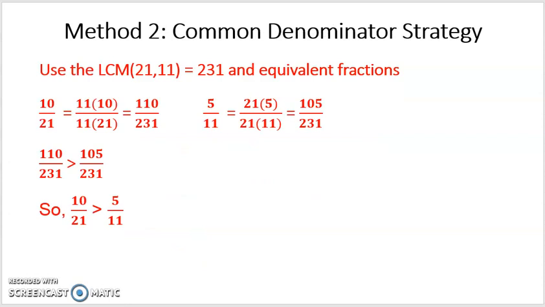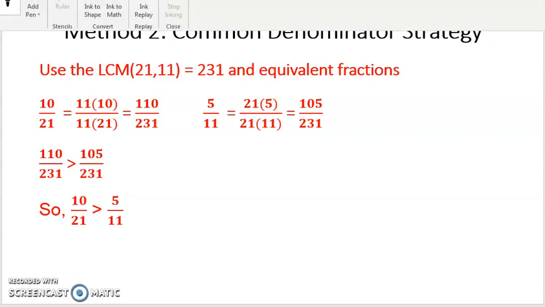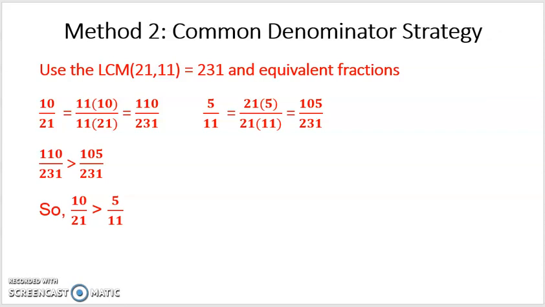Strategy number two is doing more or less what we did when we examined the density property. It's called the common denominator strategy. Let's write these two fractions, 10/21 and 5/11, over common denominators. It doesn't need to be the least common denominator, although that's nice if you do that, but just a common denominator. Now, the least common denominator is the least common multiple of the denominators, 231. We've already done that, actually reviewed it in the density property, the very first slide we talked about on this lesson.